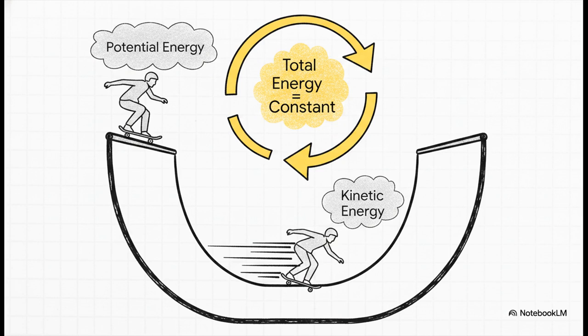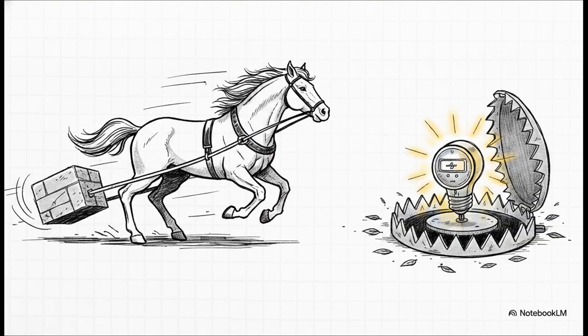So whether energy is kinetic from motion or potential from position, the total mechanical energy in a conservative system stays perfectly, beautifully constant. Now, if energy is the capacity to do work, power is how fast you actually pull it off. It's work divided by time, measured in watts. You'll also want to remember that 1 horsepower equals 746 watts.